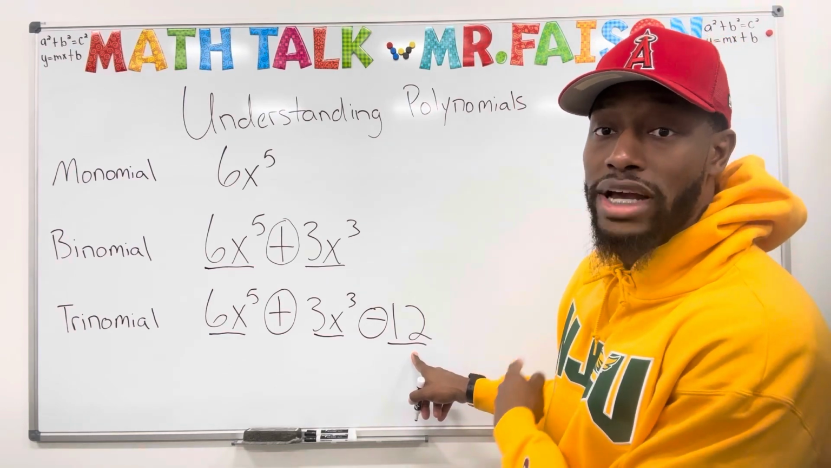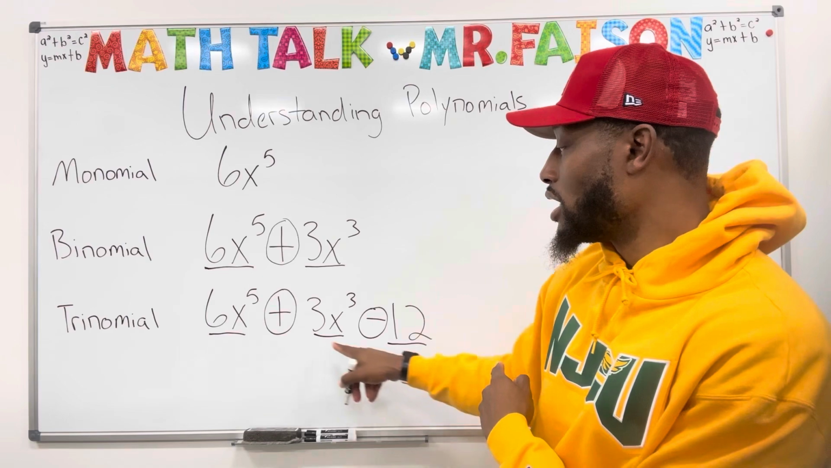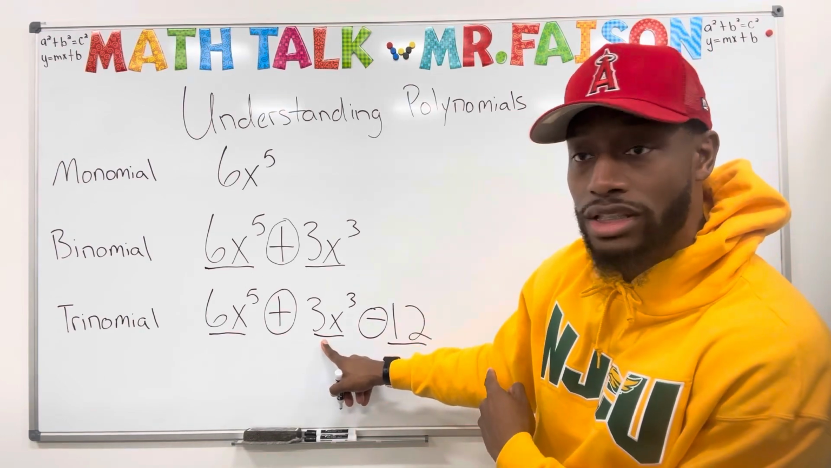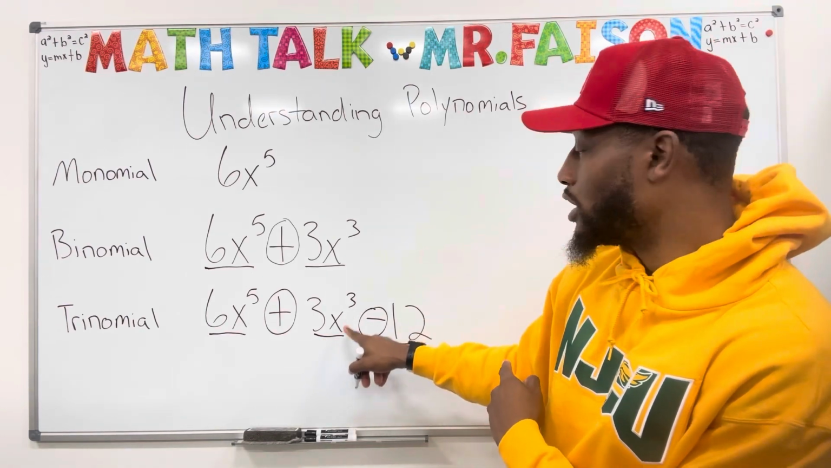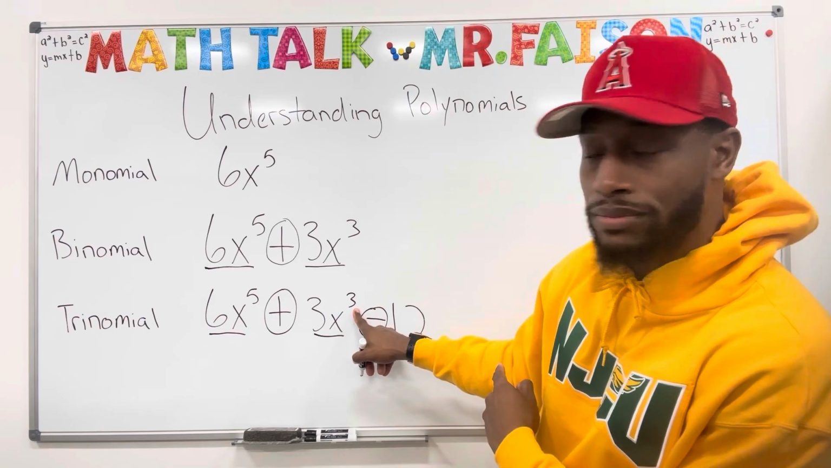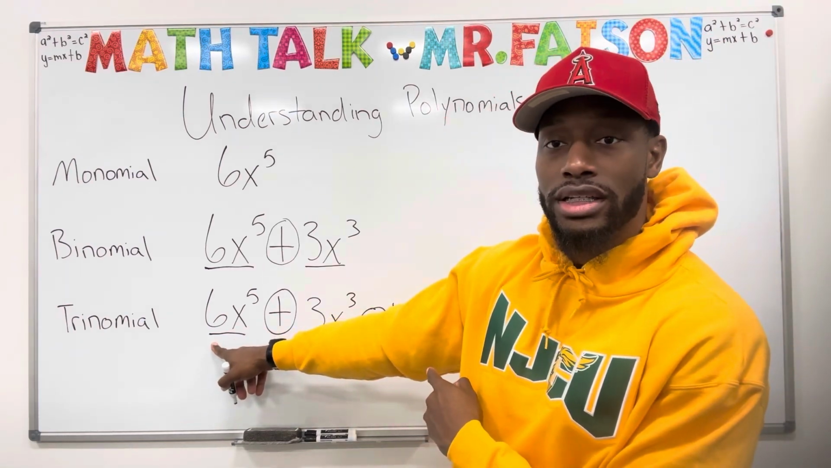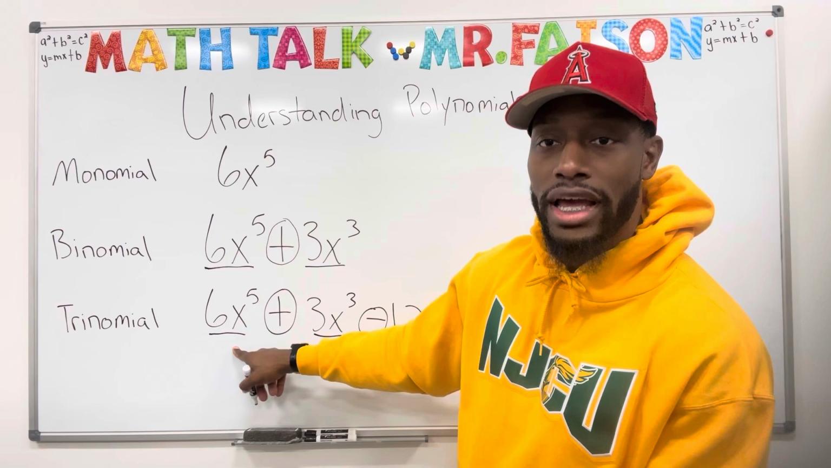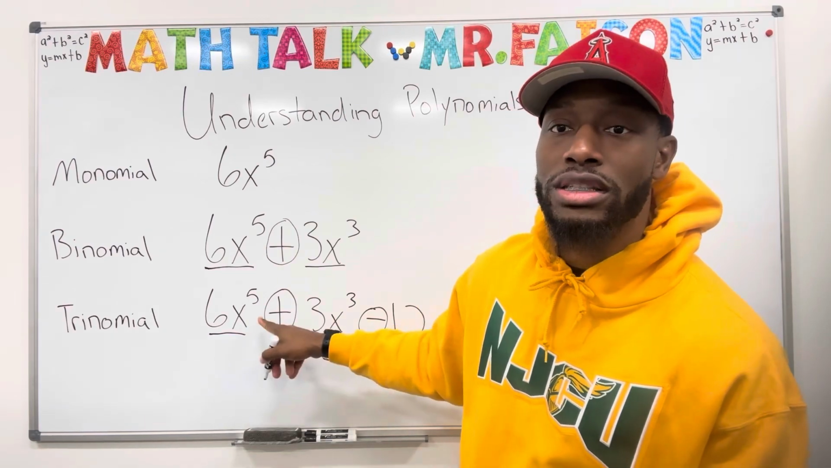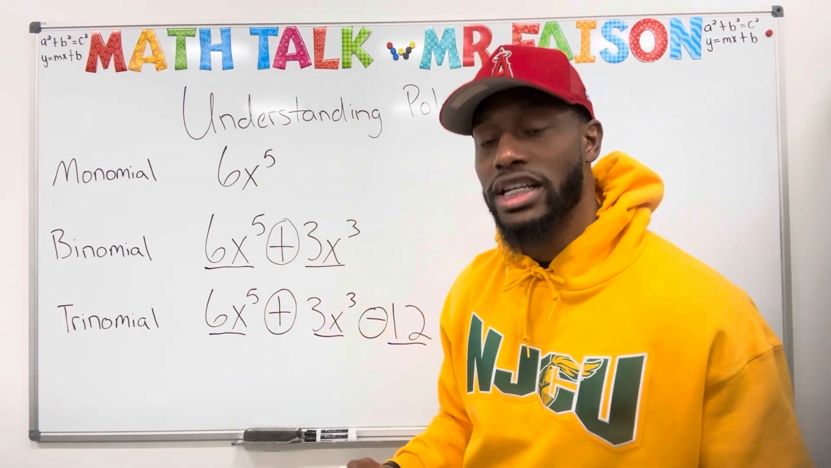Remember, that 12 will be a constant because the 12 is all by itself. The 3 right here is a coefficient. The x is a variable. The little 3 is an exponent. You go right here: the 6, coefficient. The x, a variable. And the small 5 up top is an exponent.